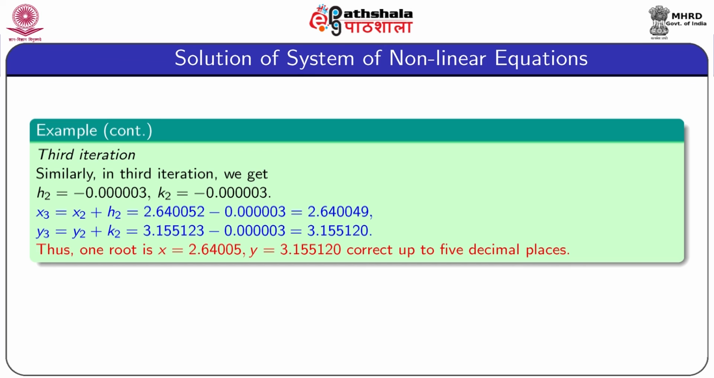So, one root of the given system of equations is x = 2.64005 and y = 3.155120, correct up to 5 decimal places. This is the root obtained by the Newton-Raphson method, and it needs only 3 iterations.